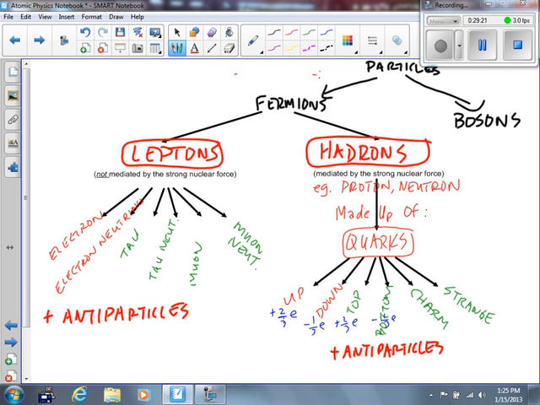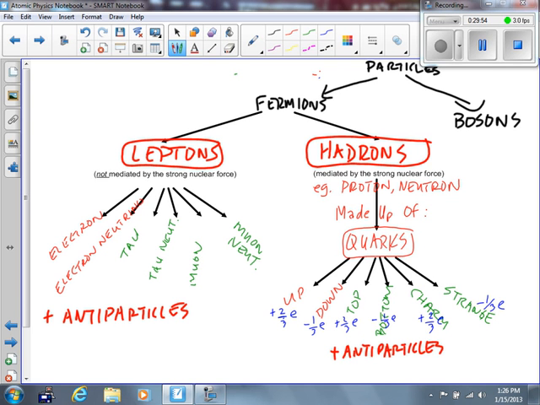What do you think the charge of the charm quark would be? 2/3 of the elementary charge. And the strange quark would be negative 1/3 of the elementary charge. What would the charge of the anti-up quark be? Negative 2/3. What would the charge of the anti-down quark be? Positive 1/3.